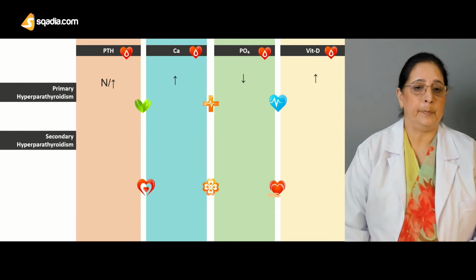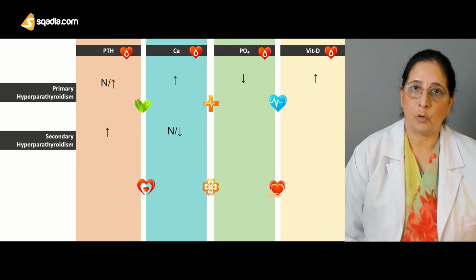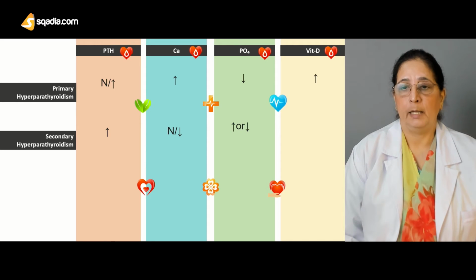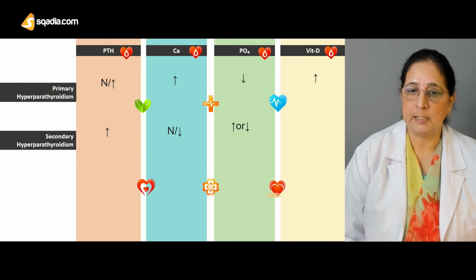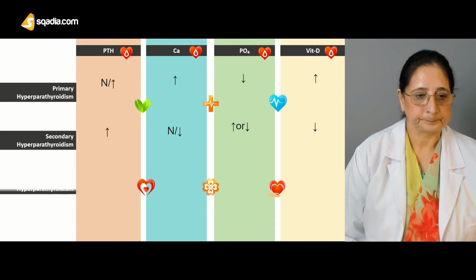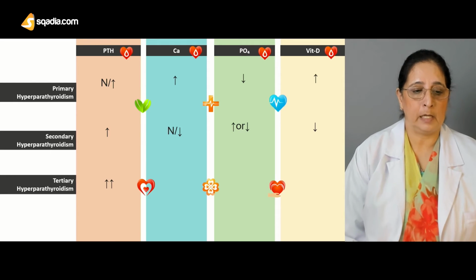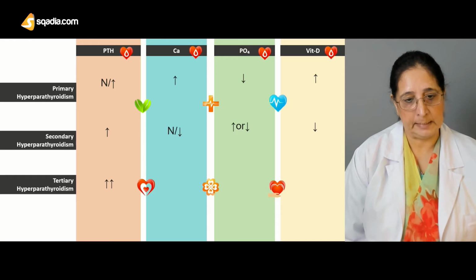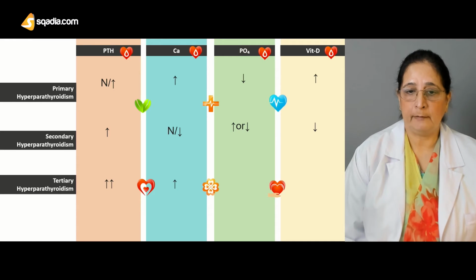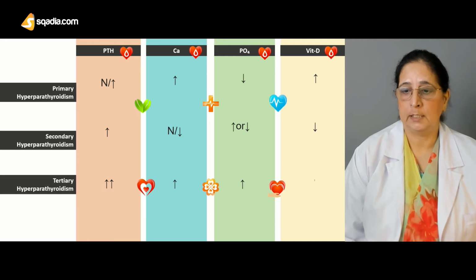Then secondary hyperparathyroidism, the parathyroid hormone level is increased. Calcium level is normal or decreased. Phosphate level is increased or decreased, and vitamin D is decreased. In tertiary hyperparathyroidism, the parathyroid hormone level is increased. Calcium level is also increased. Phosphate is increased, and vitamin D is decreased.